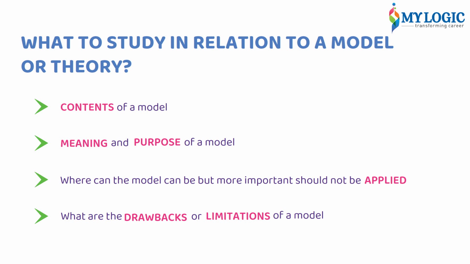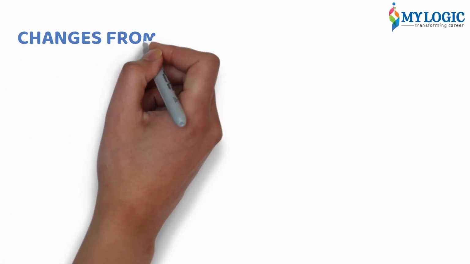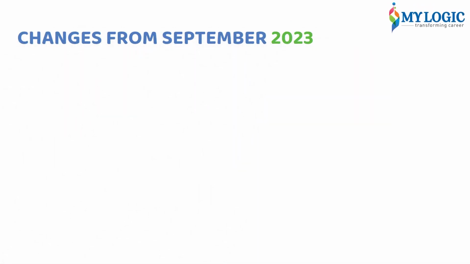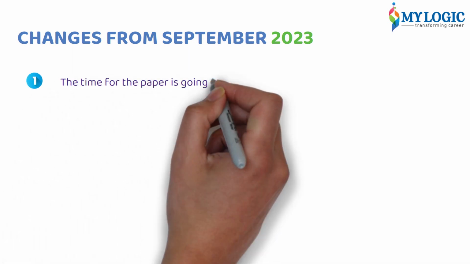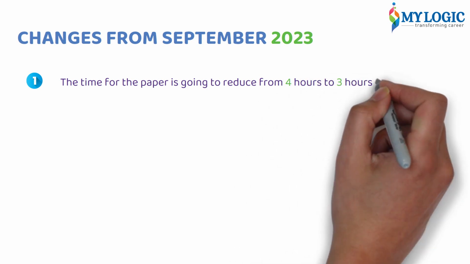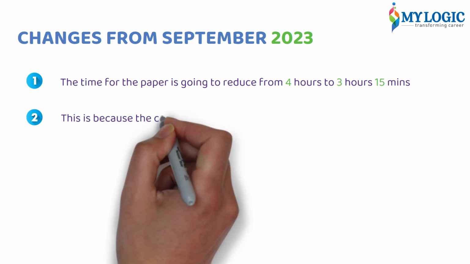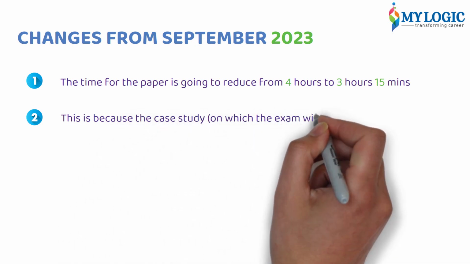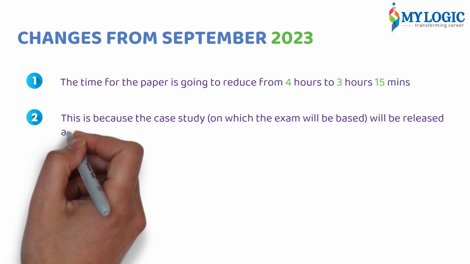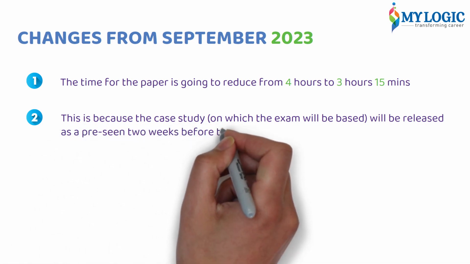Now let us look at the changes that are going to happen from September 2023 to the SBL paper. Changes from September 2023. Number 1. The time for the paper is going to reduce from 4 hours to 3 hours and 15 minutes. Number 2. This is because the case study on which the exam will be based will be released as a pre-seen 2 weeks before the exam.